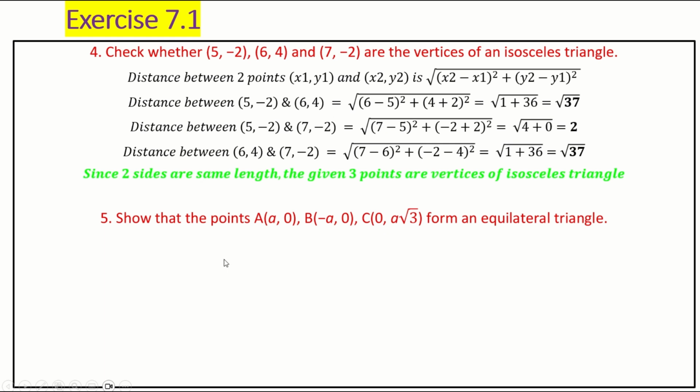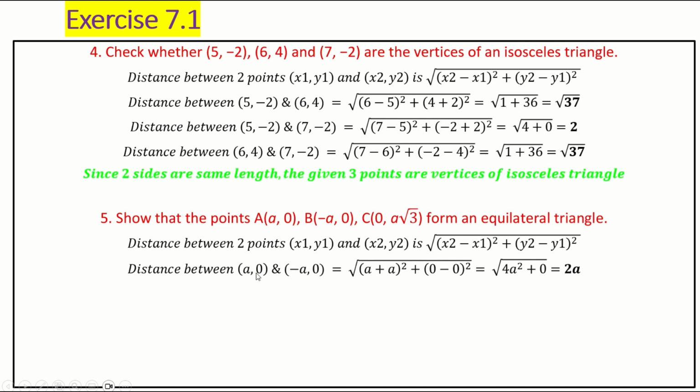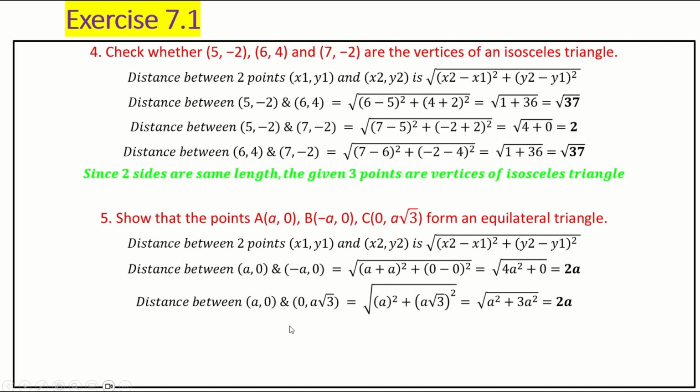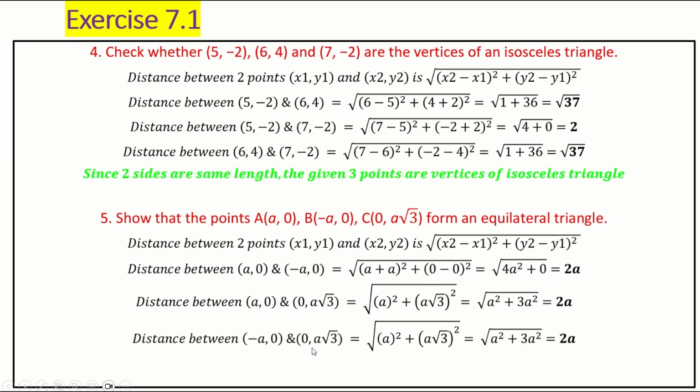Next. Show that the points form an equilateral triangle. Same thing, even though the numbers are not given, your method is the same. So this is the distance equation. Distance between a comma 0 and minus a comma 0 is nothing but 2a. It's 2a whole square, right? So it will be 2a. And a comma 0 and 0 comma a square root of 3 is also 2a. Minus a comma 0 and 0 comma a square root of 3 is also 2a. So three sides are the same, equal, which means it forms an equilateral triangle. Next.